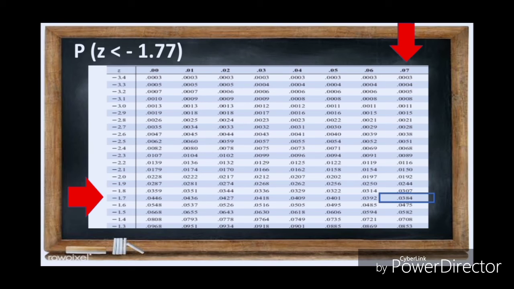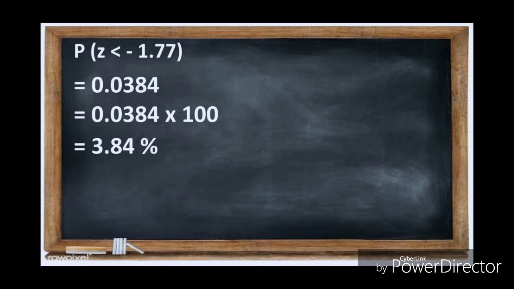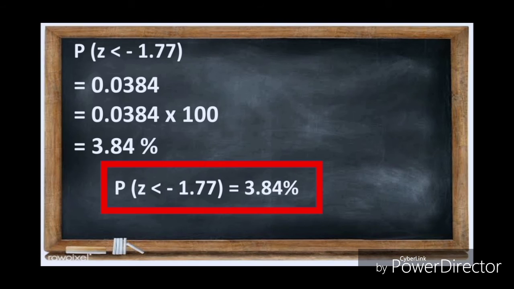To find the probability, we multiply it by 100. For P of z is less than negative 1.77, it is equal to 0.0384 multiplied by 100, which is equal to 3.84%. So the probability of P of z is less than negative 1.77 is equal to 3.84%.